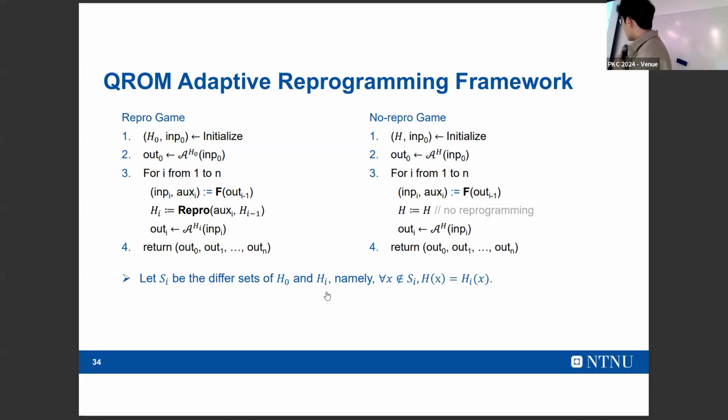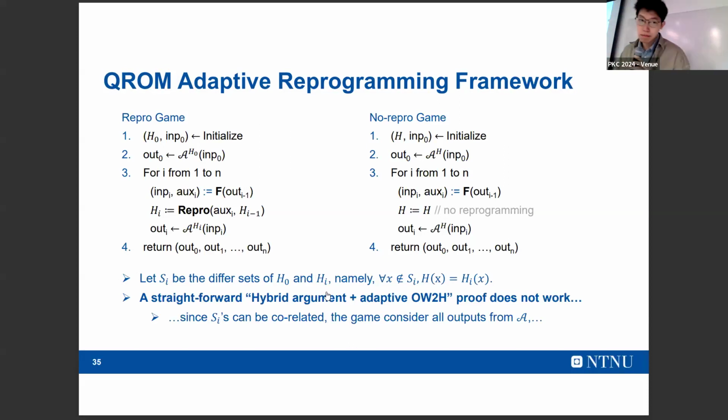Then the framework for the two-stage adversary can be generalized to N stages. We use a similar method to bound the difference, but it turns out that the straightforward hybrid argument plus the adaptive one-way to hiding proof does not work. A quick explanation is that the difference set in each stage can be different and correlated, just like in the SO setting. So the hybrid argument does not work here.